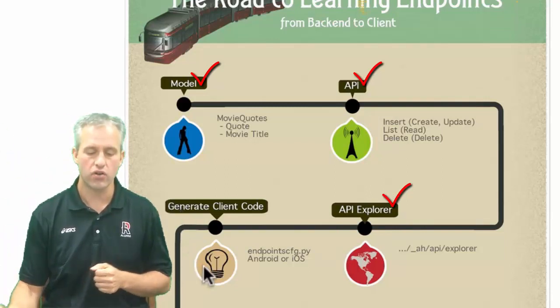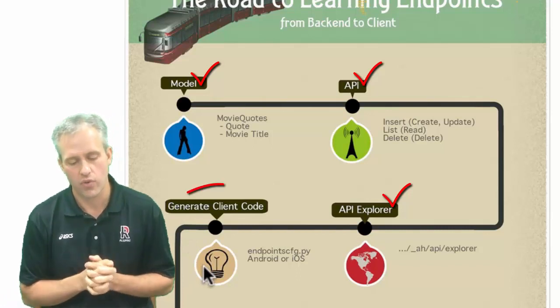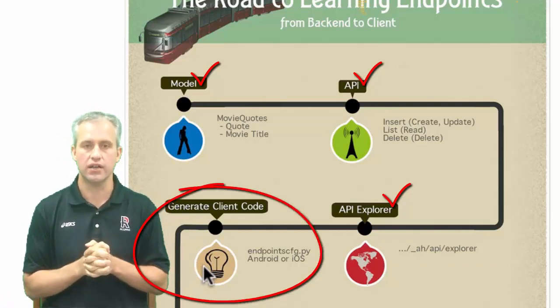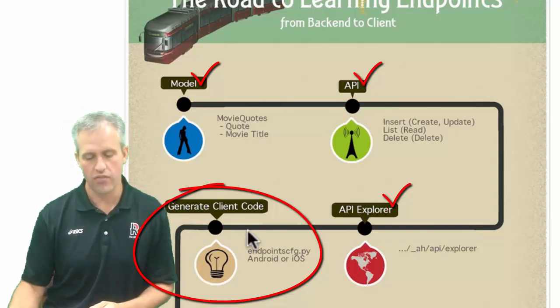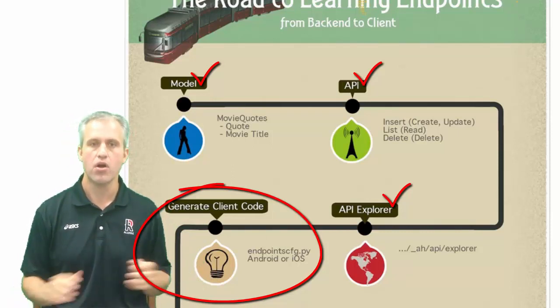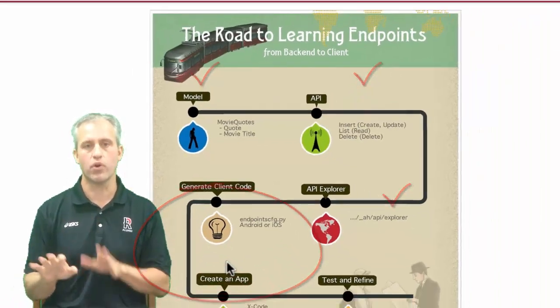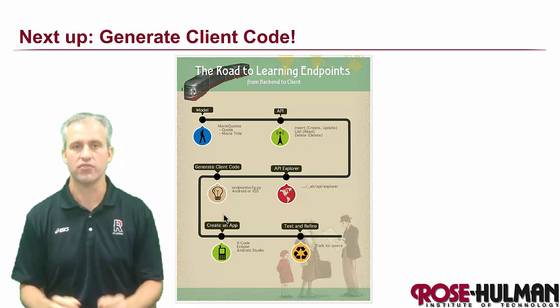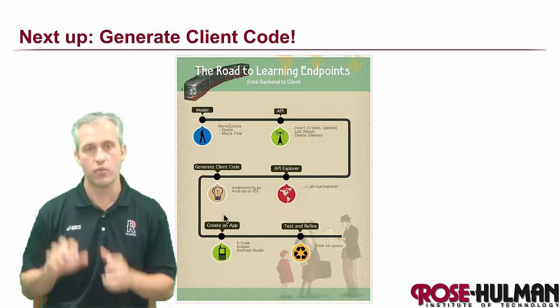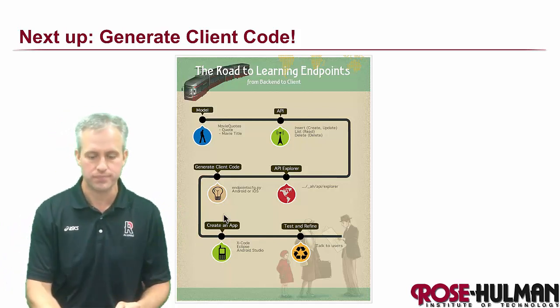Now we're ready to start on the client side. So one of the first steps is to generate the client code from the backend. That's going to be the focus of our next couple videos. And then we're going to be integrating that in with an app. We're actually going to give you kind of a starting point for the app that won't have everything, but it'll have some stuff so you don't have to start from scratch. And then we're going to generate this code and put it in there.